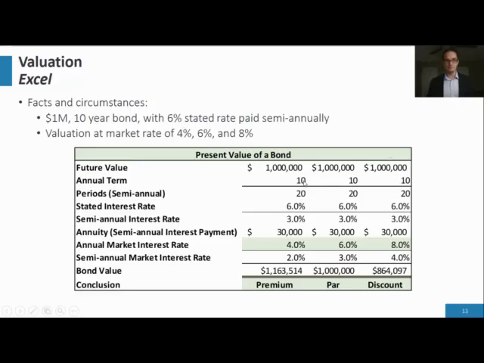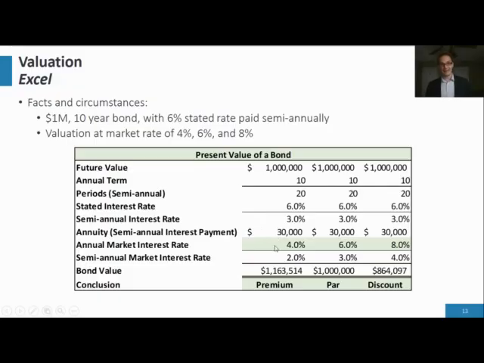$1 million. The annual term is 10 years, but we know we're looking at it from a semi-annual perspective, right? We're actually looking at semi-annual periods. So we have to multiply this by 2. So that's where we get our 20 semi-annual periods. The stated interest rate, that's the interest rate on the bonds, is 6%. So if we divide that by 2 periods, right, because we're looking at semi-annual interest payments, so multiplying the term into 20 periods, but these are 20 periods at half the interest rate, so 3%. And what kind of interest would we be looking at? We take the 3% and multiply it by the 1 million to get our 30,000.